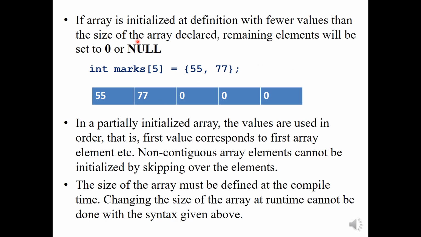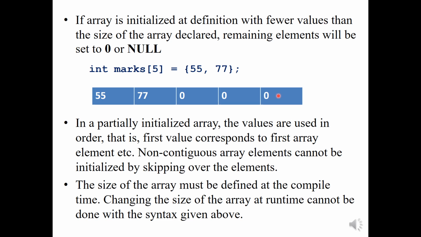These are standard rules for arrays I am discussing. If this array is initialized at definition with fewer values: if you have more values, there will be an error. But if you have fewer values, and no further values are given, as in marks 5 equals 55, 77, the rest of the three values are not given. Then automatically these three values will be taken as 0.